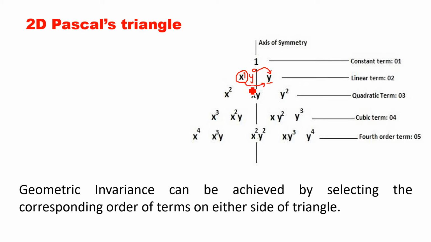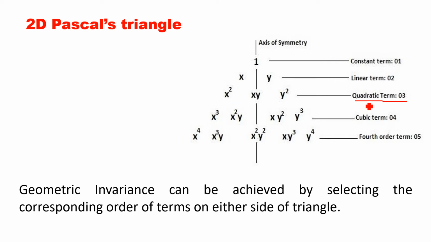If we decrease the power of x by 1, it is x raised to 0, and increase the power of y by 1, it means y raised to 1, right? So x raised to 1 into y raised to 0, the answer is x. Similarly, x raised to 0, y raised to 1, the answer is y. Okay. Similarly, the third row represents the quadratic term.